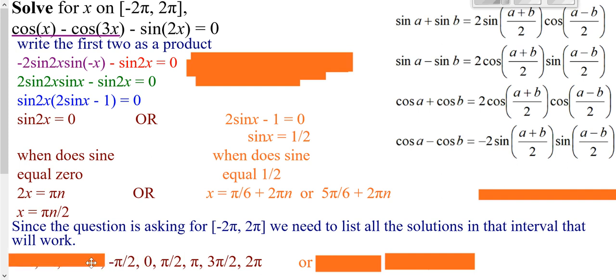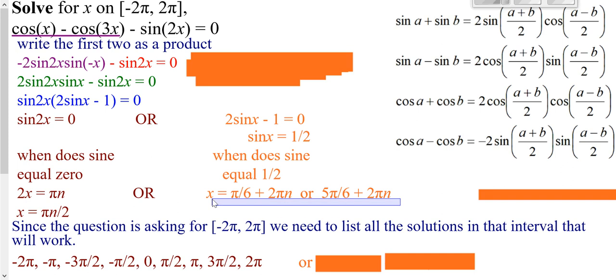Plug in negative 1. Plug in negative 2, and I get negative pi. Plug in negative 3, and I get negative 3 pi over 2. Plug in negative 4, and I get negative 2 pi. I'm not going to plug in negative 5 because that will go beyond my negative 2 pi.